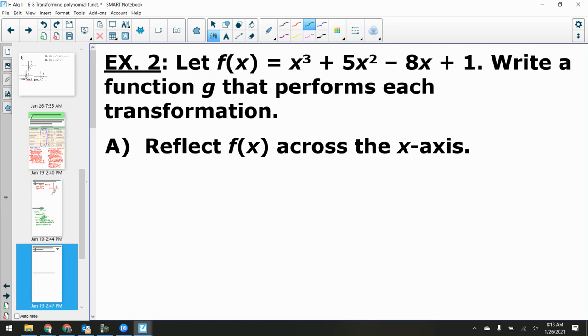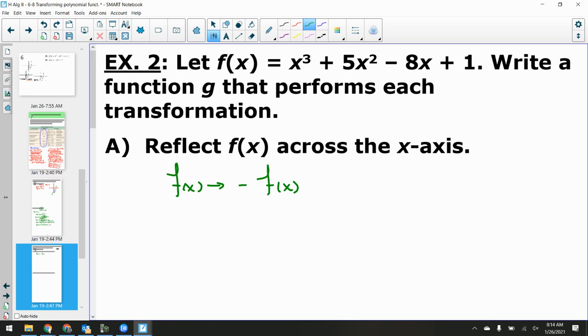Okay, let's take a look here. Let f of x be x to the third plus 5x squared minus 8x plus 1. Write a function g that performs the transformation. So let's do some reflections. Let's reflect across the x-axis. And then the next one is reflect across the y-axis. Remember, reflecting across the x-axis changes the verticality of it, so it's going to be negative f of x, negative y value.